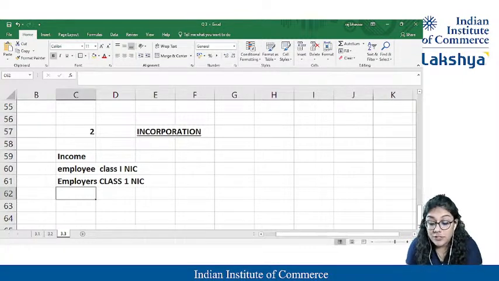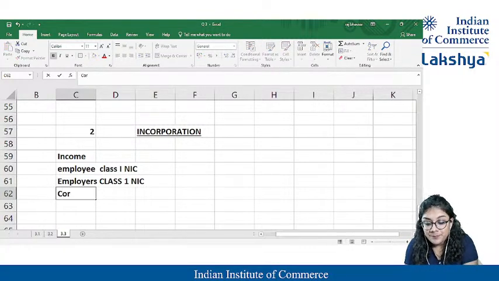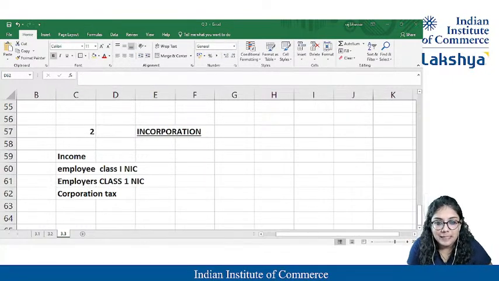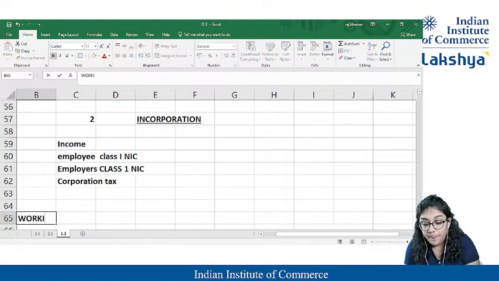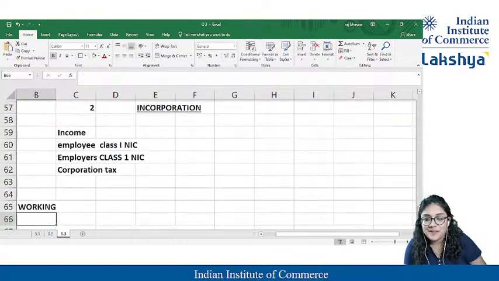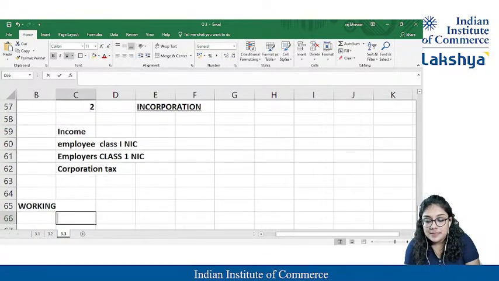Yeah, we are having corporation tax also to be paid, isn't it? Yeah, corporation tax. Okay, chalo. That is obviously 19%, that we all know. The first thing is what, guys? We need to calculate the working for income tax. Okay, first, it's income tax.